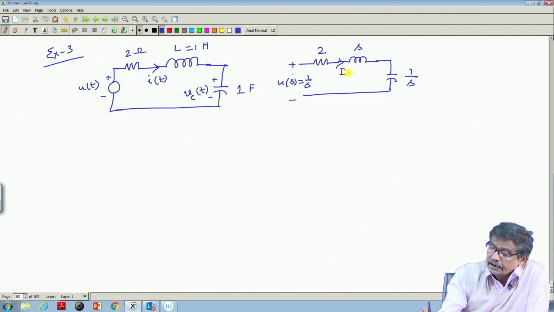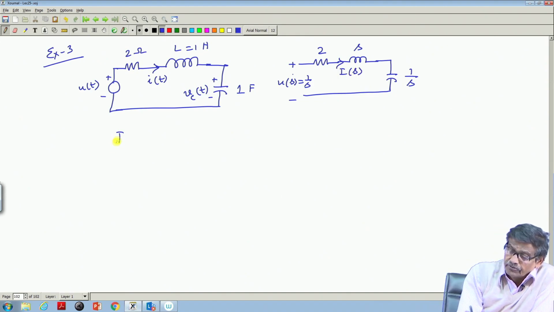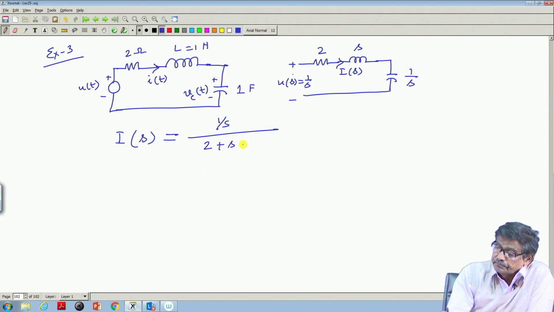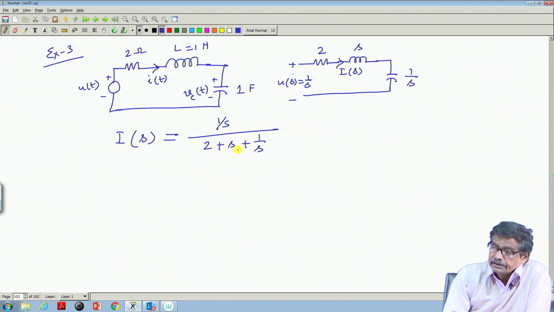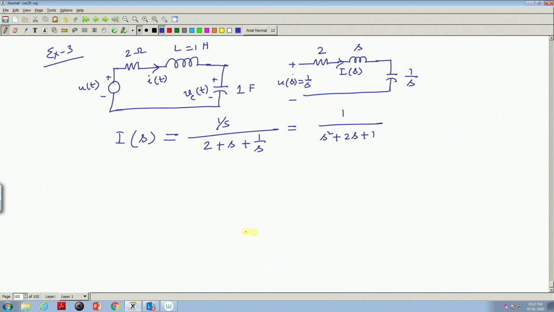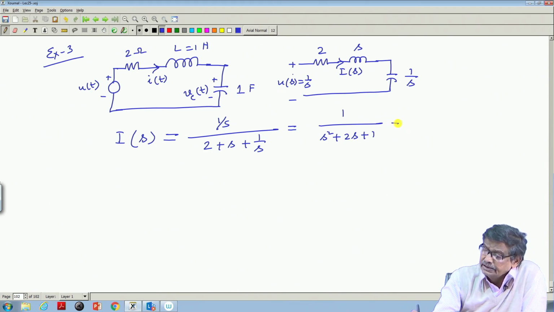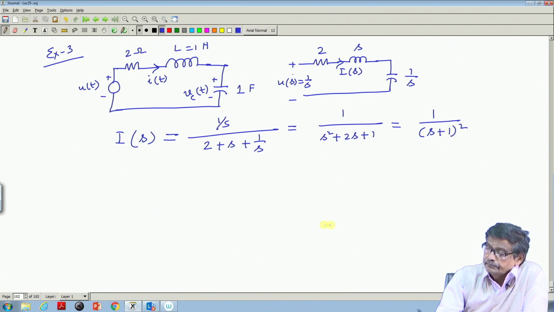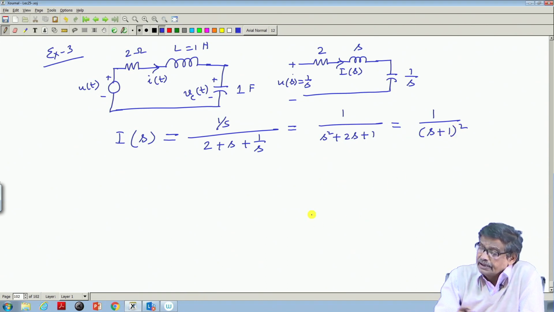Therefore, I will once again calculate I(s), this time let me go faster. I(s) will be equal to 1 over S, the voltage, divided by the impedance. You bring this S down, so it will be S square plus 2S plus 1. Now, here you see this is nothing but (S plus 1) whole square. Is that not so? I(s) is this.